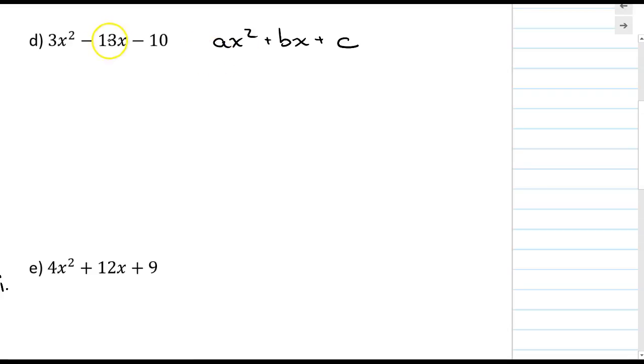Can 3 go into 13? No. So now, all of a sudden, instead of dealing with, like in the previous two, a simple trinomial, I am dealing with a scenario where a is not equal to 1. Therefore, I call this a complex trinomial. So our strategies for dealing with this can be a little different.